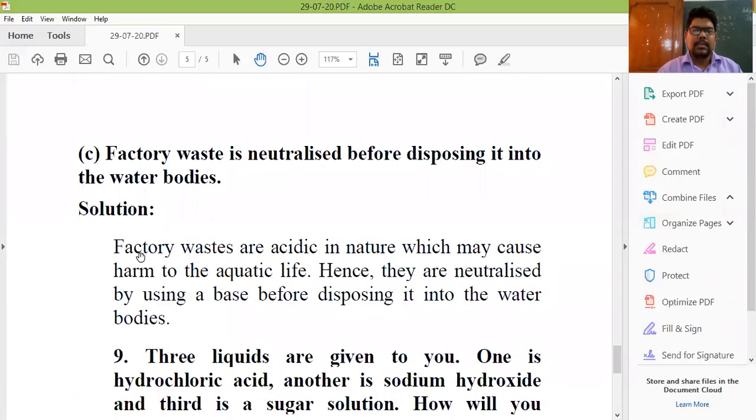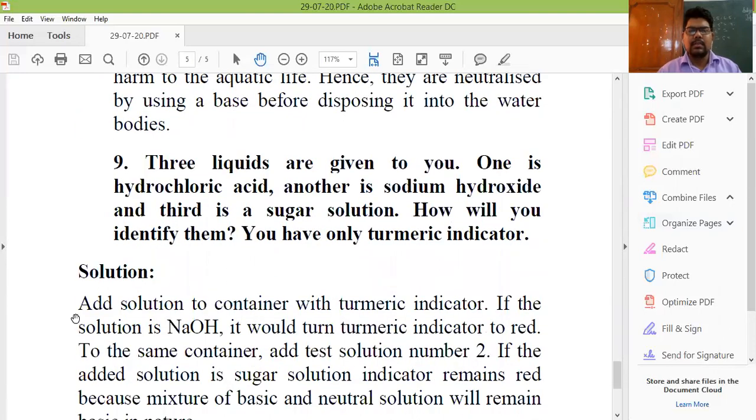See question C. Factory waste is neutralized before depositing into the water bodies. Factory waste is acidic in nature, which may cause harm to aquatic life. Hence, it is neutralized by using a base before depositing into the water bodies. See question number 9.